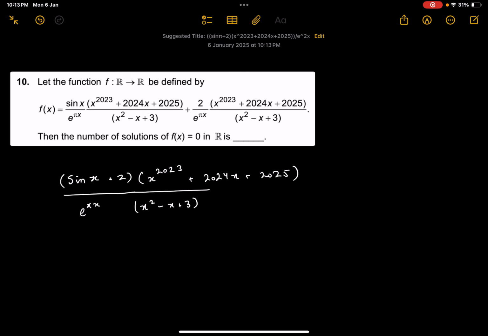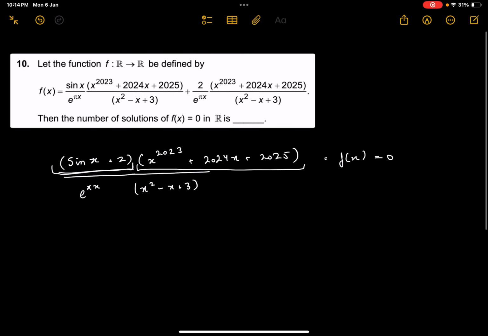We want this to be 0. For that, the numerator has to be 0. So either this has to be 0 or this has to be 0. Now clearly sin x plus 2 cannot be 0. It's in fact greater than or equal to 1. So to find the roots of f(x), we need to find the roots of x to the power 2023 plus 2024x plus 2025.